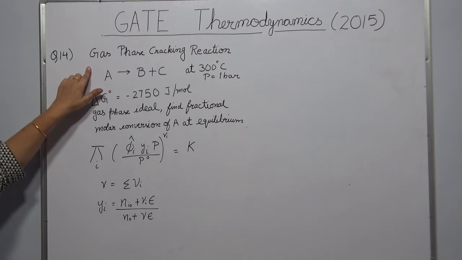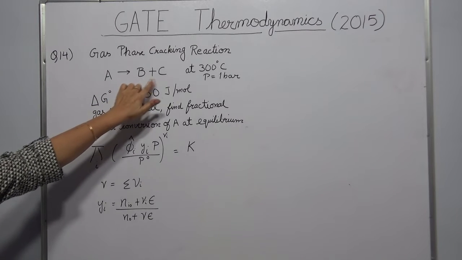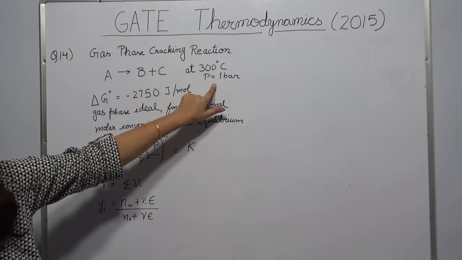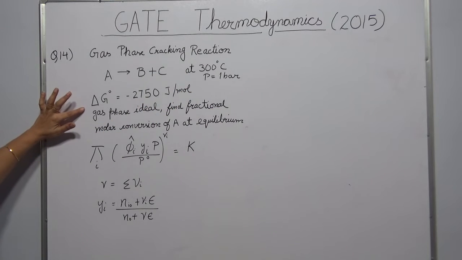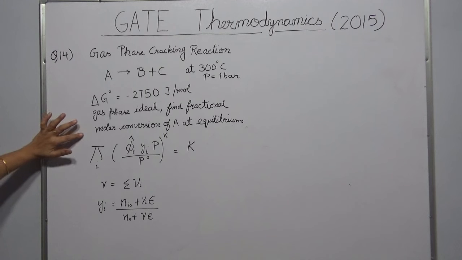There is a gas phase cracking reaction in which A is cracking into B and C at 300 degrees centigrade and pressure of 1 bar. Okay, delta G0 is given and they have asked you to assume an ideal gas phase, and you have to calculate the fractional molar conversion of A at equilibrium.